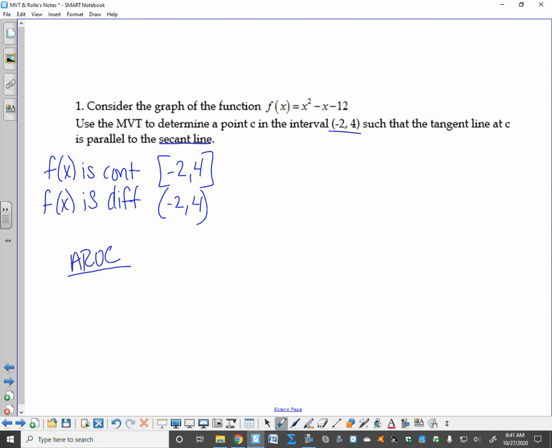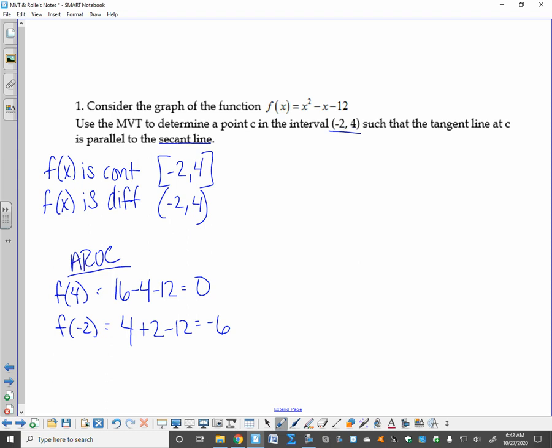So I have my two x's. They are -2 and 4. I need to find my two y's. So I'm going to do f of 4 and f of -2. I don't know why I do the 4 first. I just do. Let's see. So that's 16 minus 4 minus 12. So that's a 0. And plug in a -2. That would be 4 plus 2 minus 12. 6 minus 12. That's a -6.